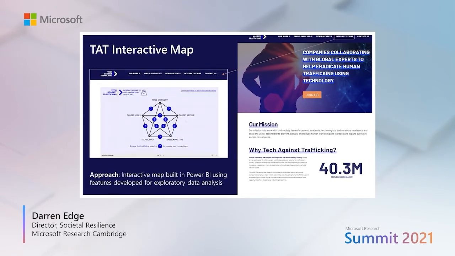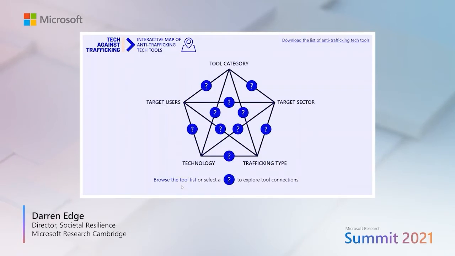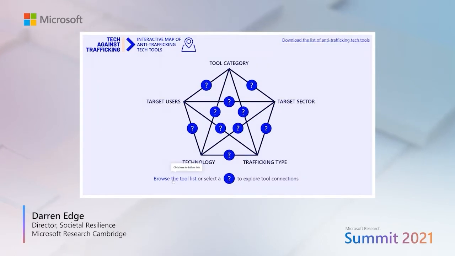And our solution was to build an interactive map using features for exploratory data analysis that we'd already developed for Microsoft Power BI. And so here's that map in practice. It's accessible via the interactive map link on the TAT webpage. But let's dive in now and have a look at this tool list.